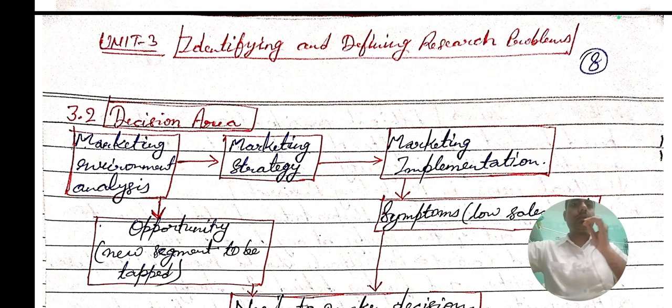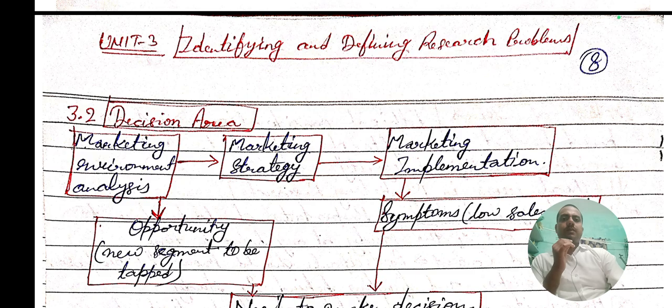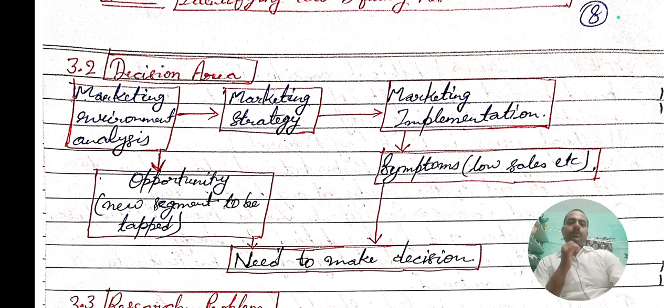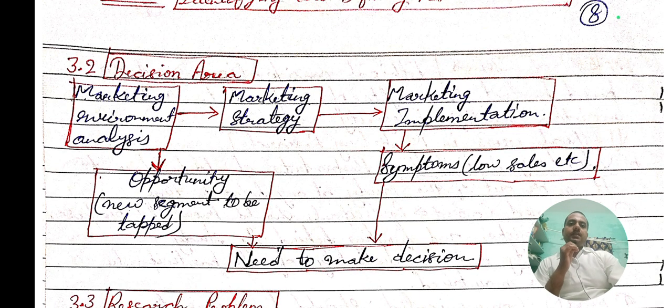Yes. Okay, now in this session, I'm going to discuss the third unit of MMPM-6, that is identifying and defining research problems. So how we can identify and define the research problem, that's what we are going to discuss here. In the first topic, it is given decision area.